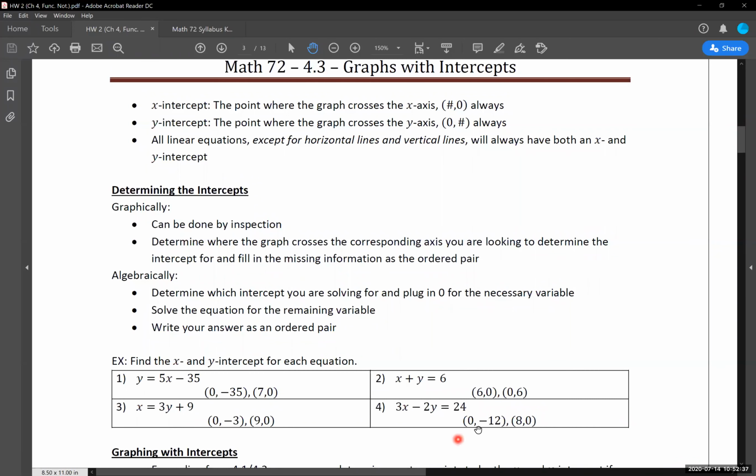So that goes for all of these. You find your answer, x equals something, y equals something. Your last step is to rewrite it as an ordered pair. And we'll go through examples of that down below, when we go through it algebraically.